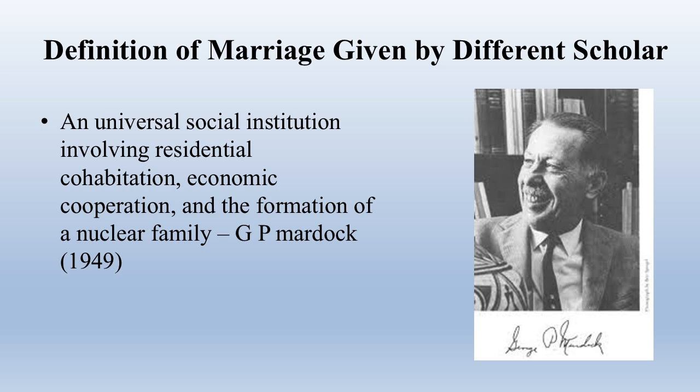So if you see the definition given by G.P. Murdock, he said that marriage is a universal social institution involving residential cohabitation, economic cooperation, and formation of the nuclear family. In this definition, Murdock explained marriage as a universal institution, which means marriage is a widespread social institution found in all societies. He also explained marriage as residential cohabitation, which means the couple live together and often share a common household. The economic cooperation explained by Murdock means the partners are expected to cooperate in the economic aspects of the household, including resource sharing and division of labor. He also explained marriage as the foundation of the nuclear family, a social unit composed of parents and their children.